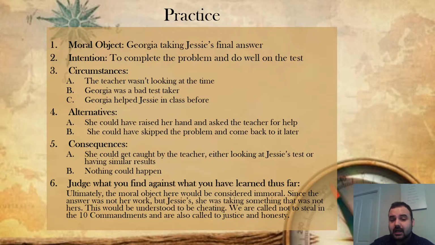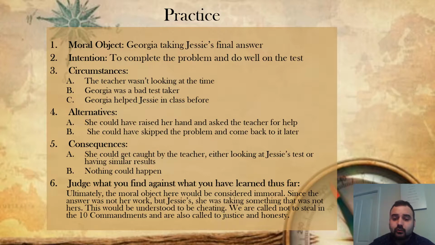What are possible consequences? So in one way the teacher could turn around and she could get caught and get a 0 on the test, or the teacher could realize she cheated. Nothing could happen. All right, she could get away with it. Or Jessie could have gotten the wrong answer for the question, and so she's now left in a bad place and she gets it wrong too. So considering all this, what might we say?